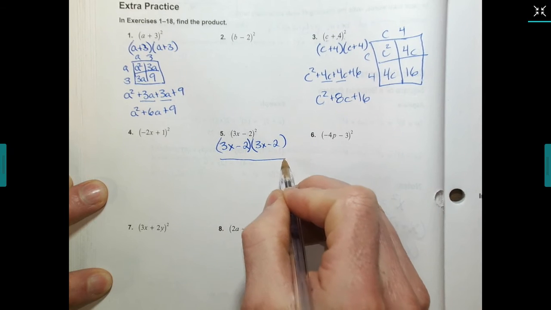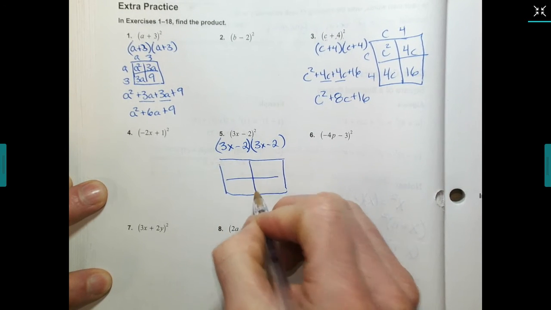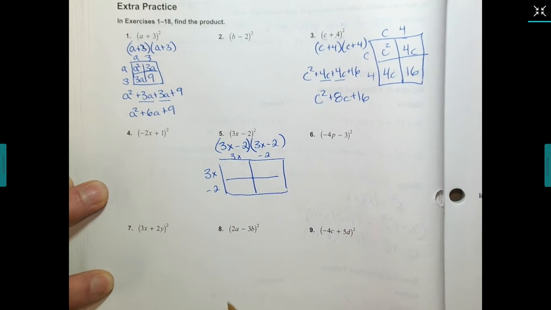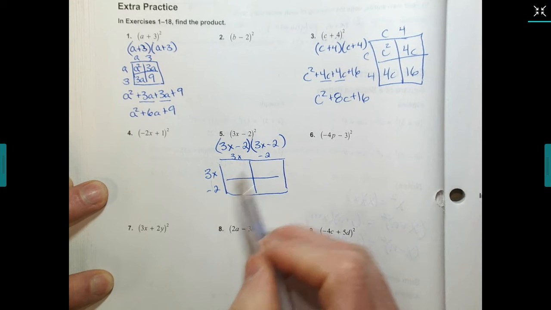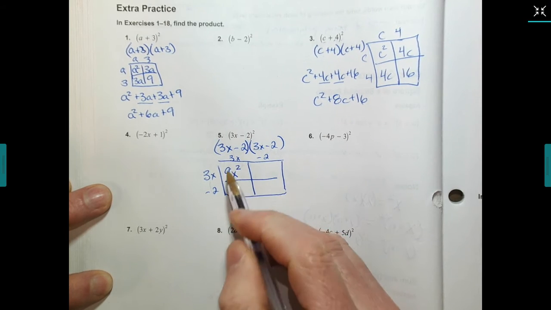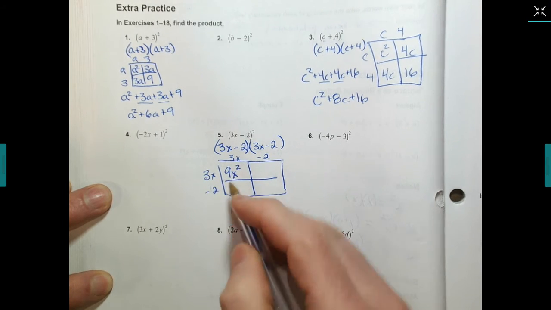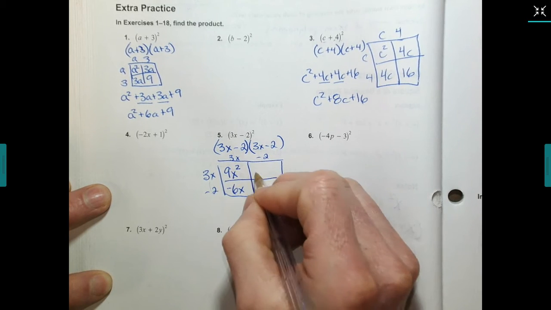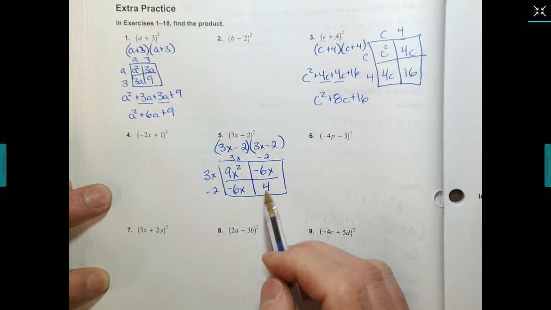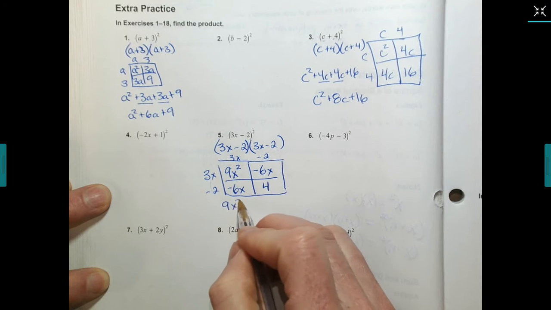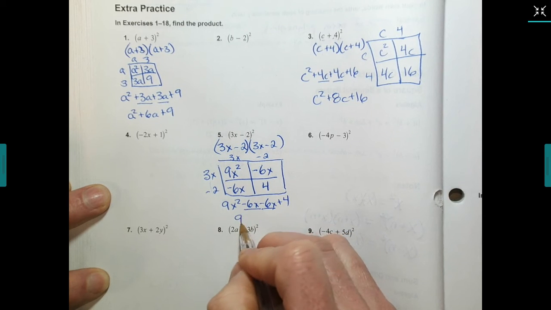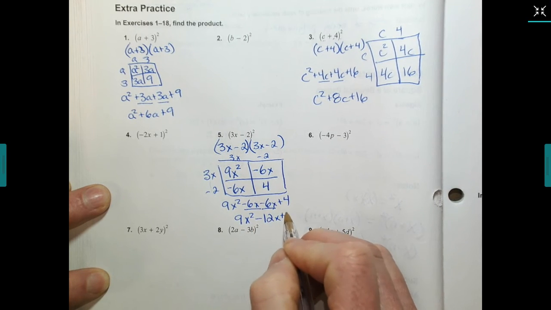Okay. Now, subtraction. First step, let's write it out. Second step, we'll do our boxcar troll. So I have 3x and minus 2 here, and then I have 3x and minus 2 here. So I have 9x squared. 3 times 3 is 9, x times x is x squared. Negative 6x, negative 6x. Positive 4, I have a negative 2 times a negative 2, so that gives me a positive 4. 9x squared minus 6x minus 6x plus 4. So 9x squared minus 12x plus 4.